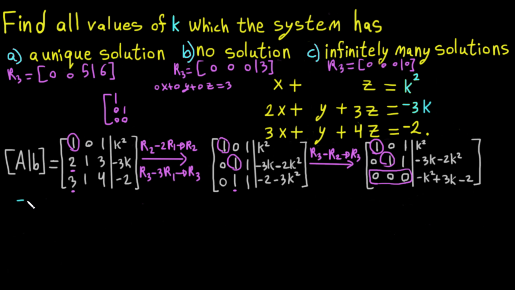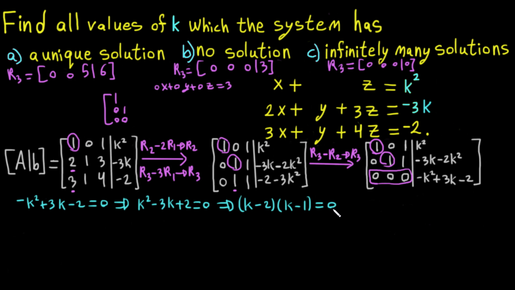So negative k squared plus 3k minus 2, let's make it equal to 0. Let's multiply by minus 1, so it will be k squared minus 3k plus 2 equals 0. Then we factorize this equation: k minus 2 and k minus 1 equals 0, then k equals 1 or 2.